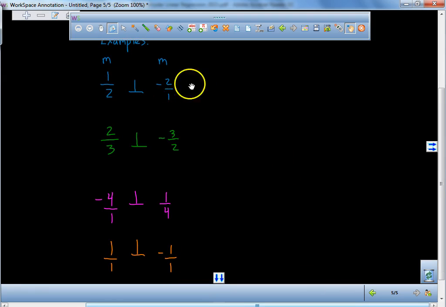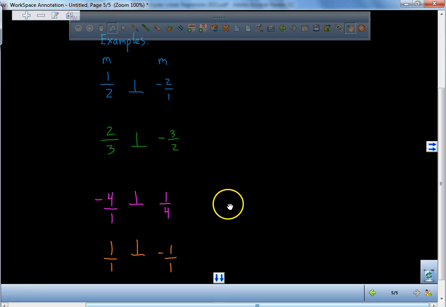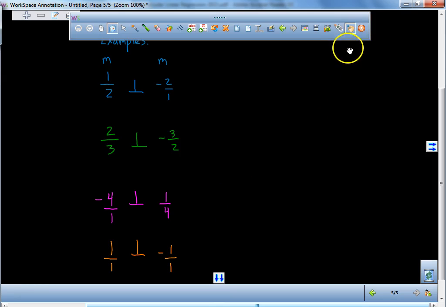Now, their products will always equal negative 1. If I multiply this times this, it's negative 1. This times this, it's negative 1. Anytime you multiply these slopes together, they always equal negative 1. So you could also write that down. Their products are always negative 1.